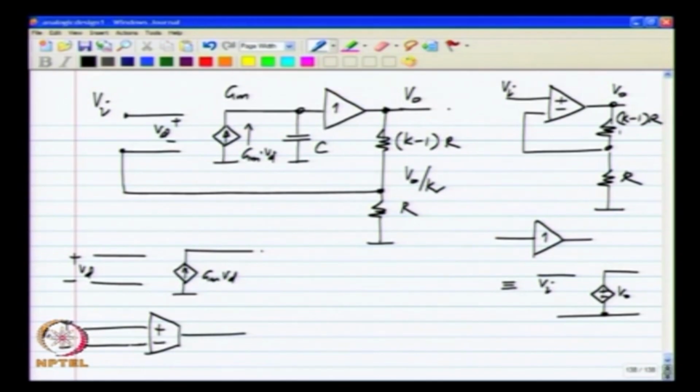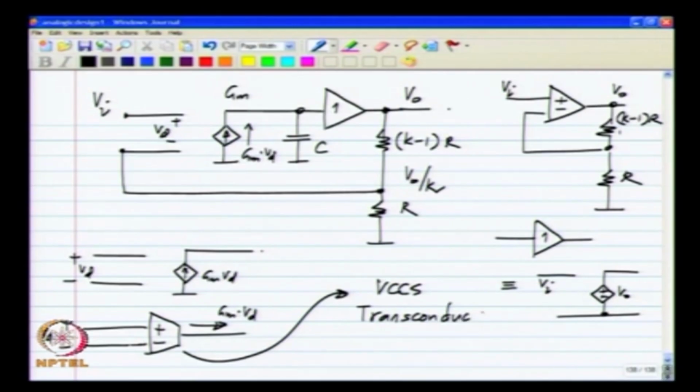So, you have the difference Vd, and this means that if it is applied in this polarity indicated here, plus minus, a current Gm times Vd is forced out of the voltage controlled current source. This is a voltage controlled current source, also known as a transconductor, and this Gm is the transconductance.